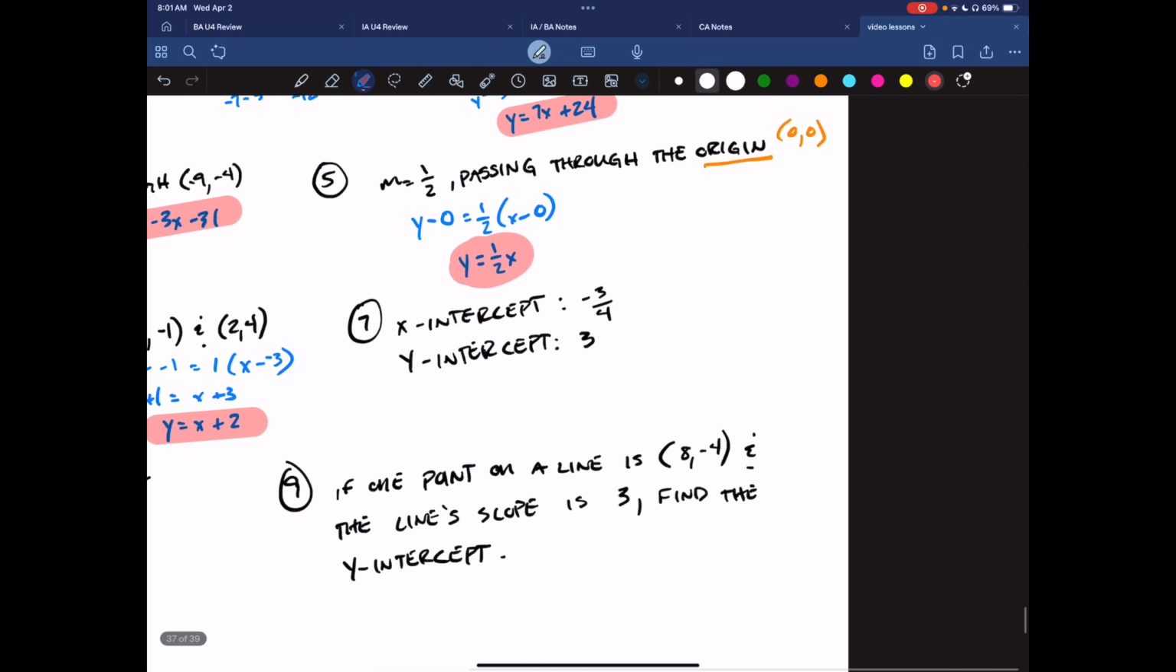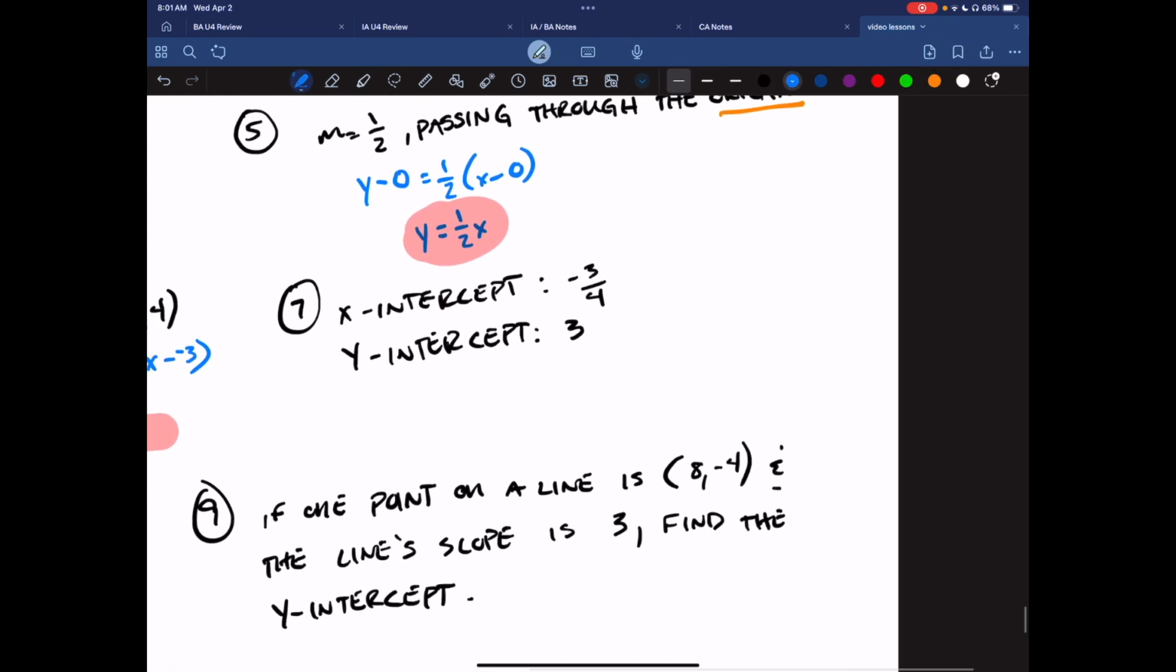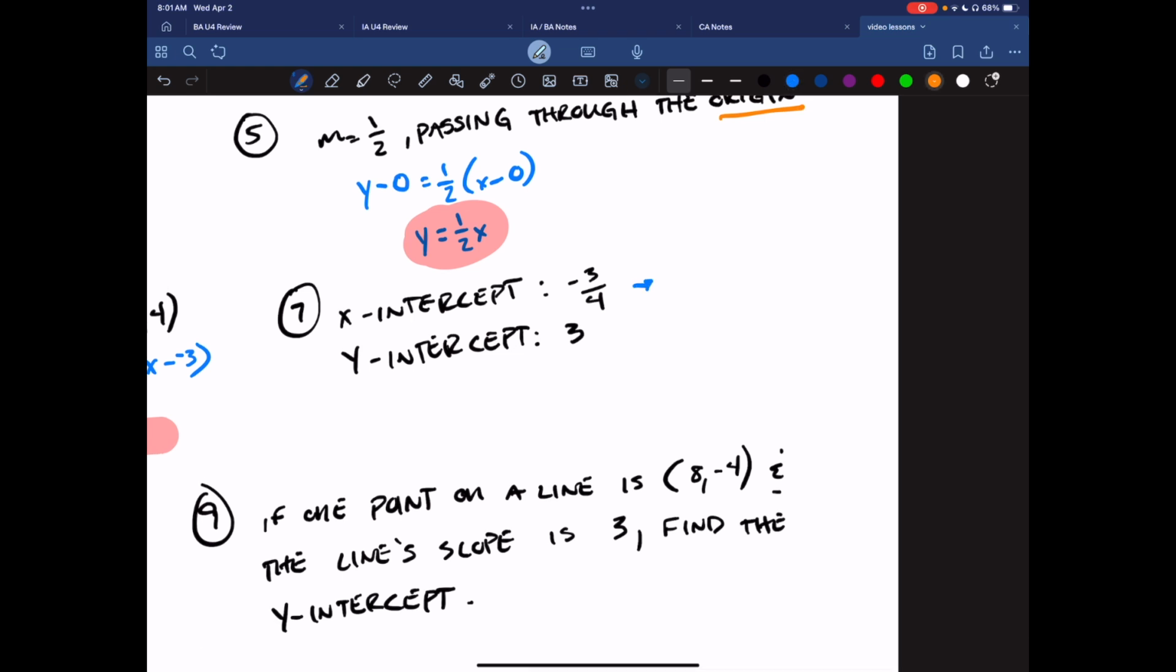Now, another scenario that you might see is that they give you your x-intercept, where the line crosses the x-axis, and your y-intercept, where it crosses the y-axis. So these can be written as points. You have negative 3 over 4, comma 0. And this one would be 0, comma 3. Again, once you have your 2 points, you can do your slope. You can go straight to your slope formula or rewrite these as points and then go to your slope formula. This is going to be 3 minus 0 over 0 minus negative 3/4. So it's going to be 3 over positive 3/4.